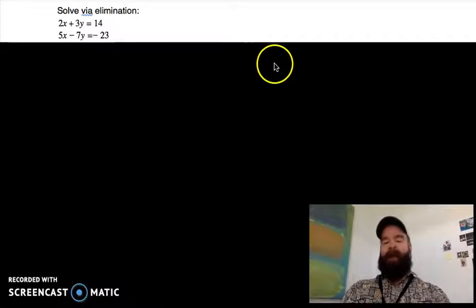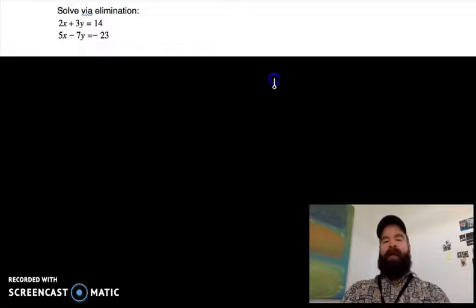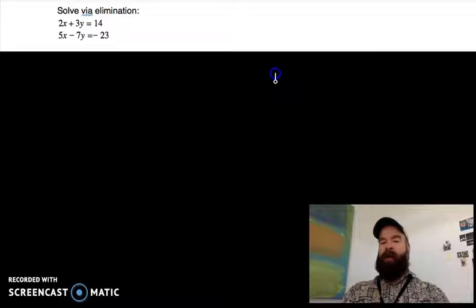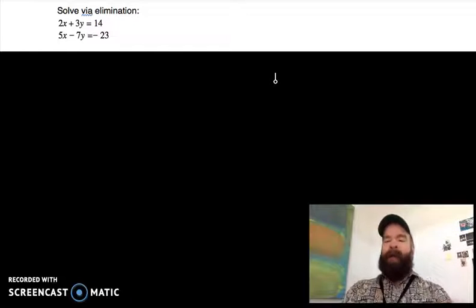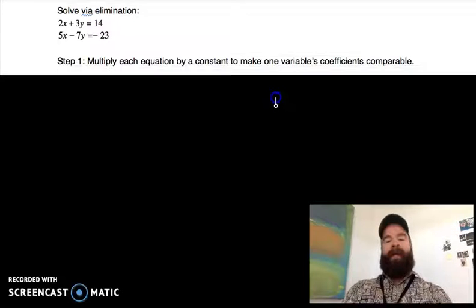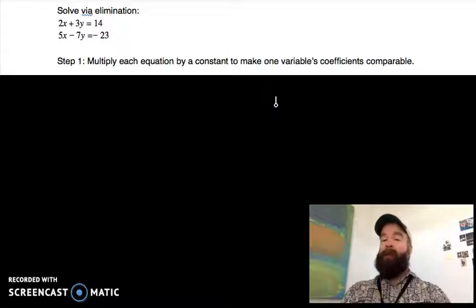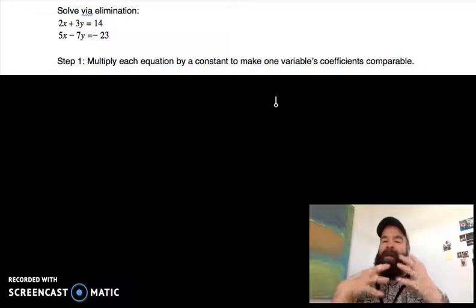So I've got this system, and the first thing I'm going to do is choose a variable to eliminate. Now it could be either the x or the y, does not matter. I'm going to choose to eliminate the x's here. And the way I'm going to eliminate that is I'm going to take each equation and multiply it by a constant to make those variables' coefficients comparable.